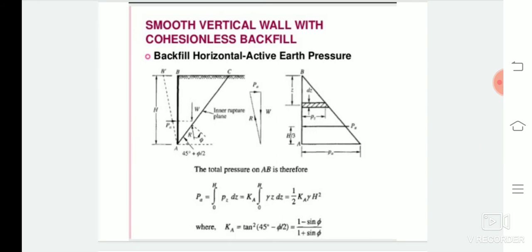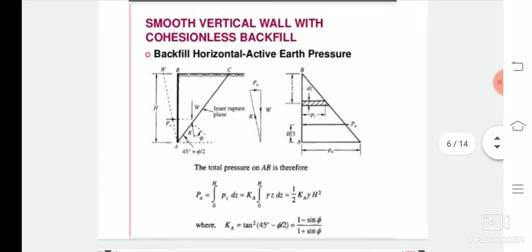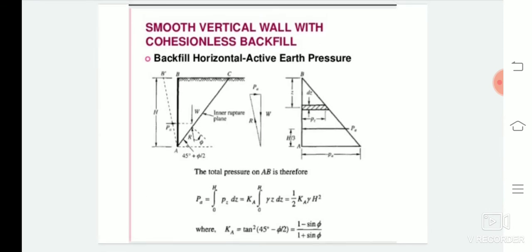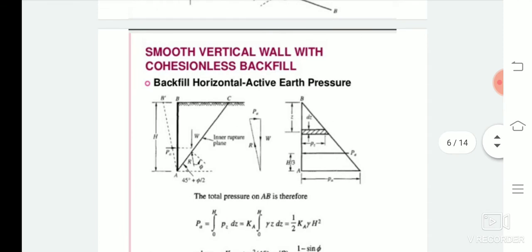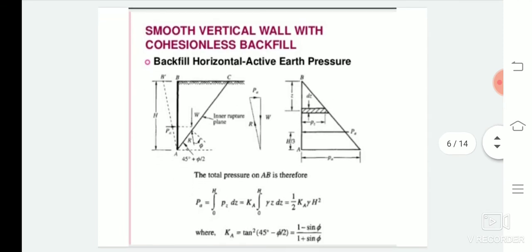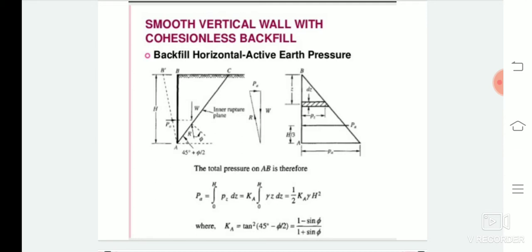So the first case will be where the backfill is horizontal and the soil is cohesionless. So this is the first case where a retaining wall is present and the backfill soil is horizontal. Let us consider a small element at a depth z below the ground surface. When the wall is at the point of moving outwards, the active state of plastic equilibrium is established. Hence, the value of horizontal pressure will be less than the vertical pressure. Hence, it will be a state of active earth pressure.